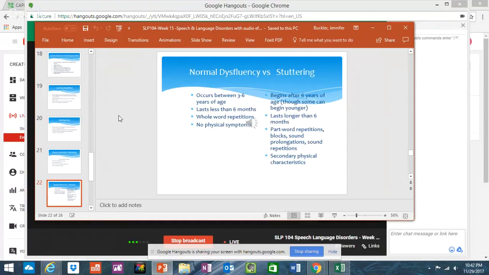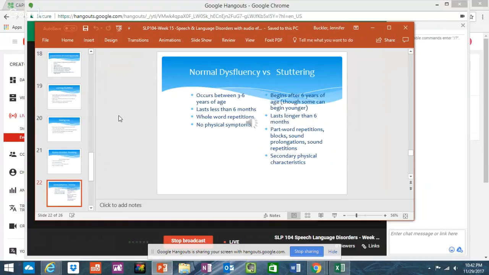There's a difference between normal disfluencies and stuttering. Normal disfluencies occur between the ages of 3 to 6 years of age, and they last typically less than 6 months. Typically what we see with a normal disfluency is a whole word repetition. So a child might say, "What, what are we doing today?" And it's less than 2 iterations. So 2 times the sound or word is repeated, and that is more typical.